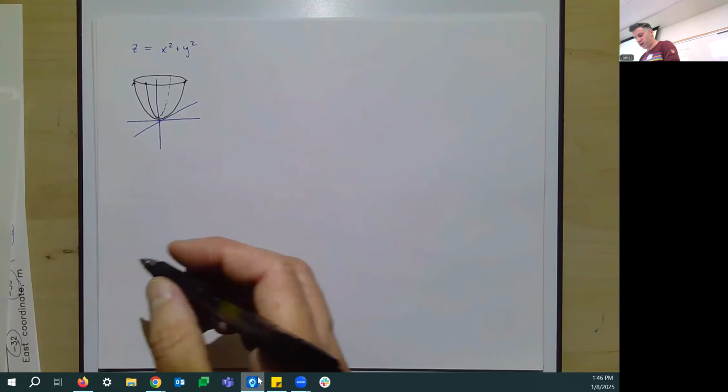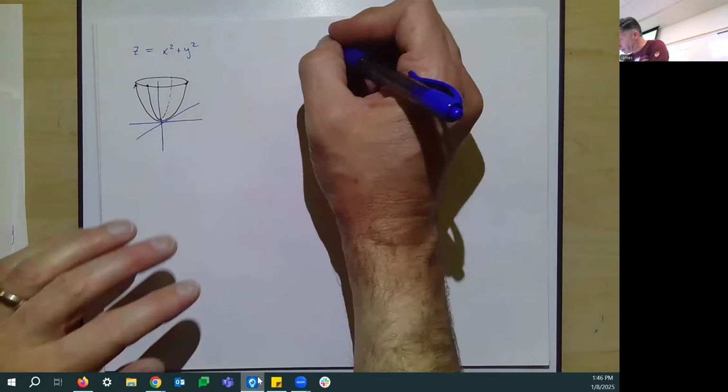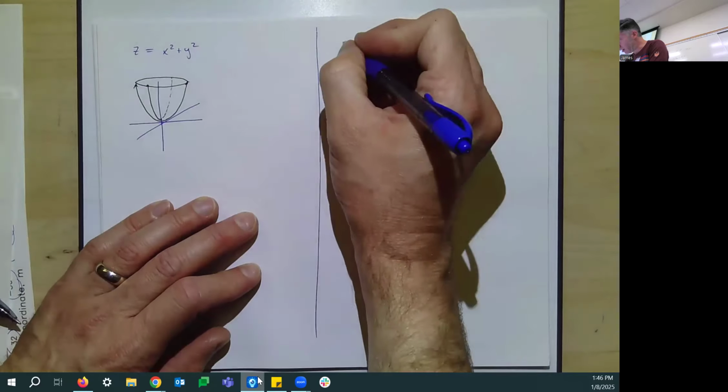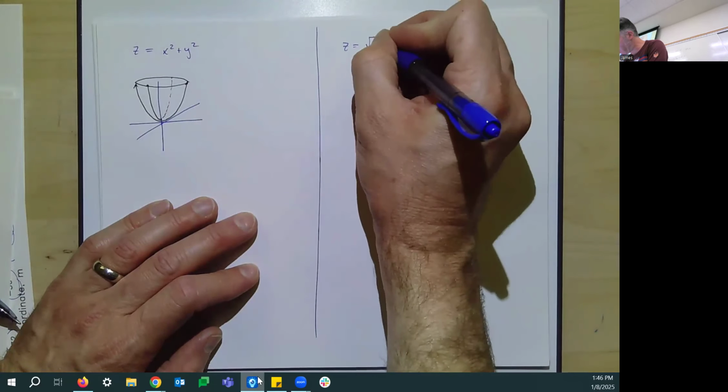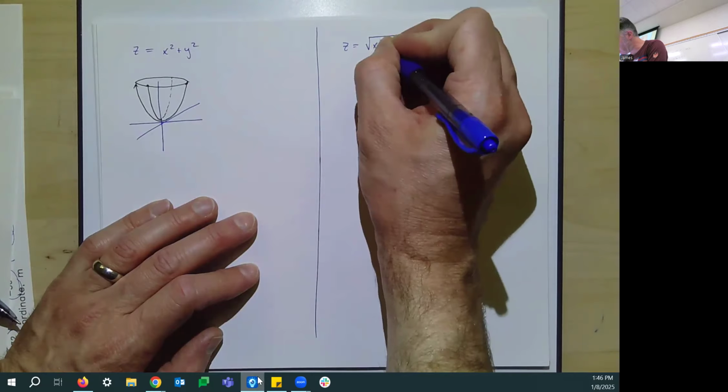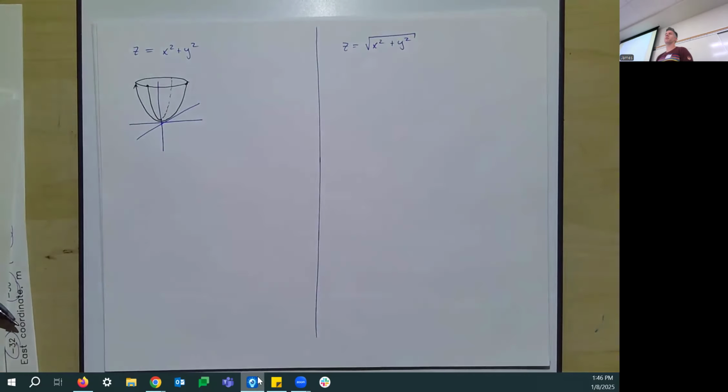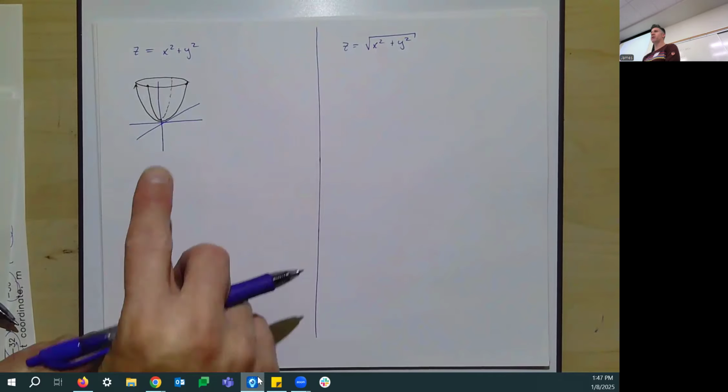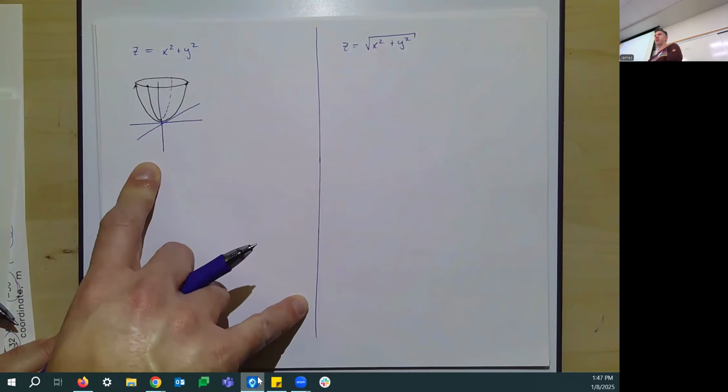And then we are also going to look at this other shape, z equals the square root of x squared plus y squared, which is a little bit more interesting. To graph this, honestly, the way I would do it is by drawing the level curves and seeing what it looks like. So we'll start with this one and draw the level curves to see how they correlate.